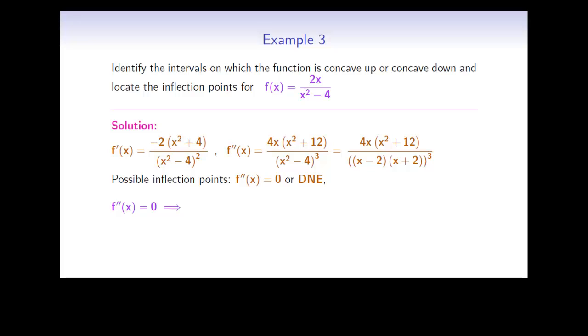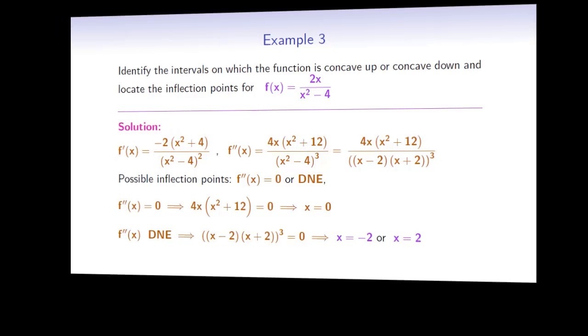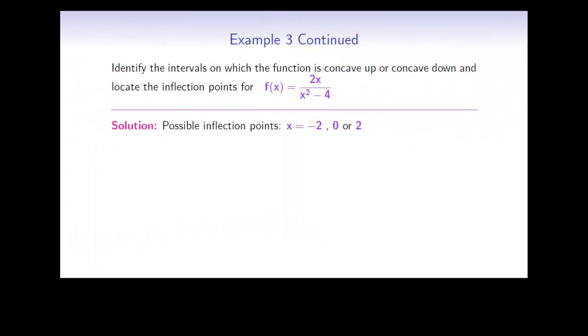To find where the second derivative is equal to 0, we should set the numerator equal to 0. x squared plus 12 is never equal to 0, so the only solution is when x is equal to 0. To find out where the second derivative is undefined, we should set the denominator equal to 0. Because we have factored as much as possible, it makes it easy to see that the solutions are x equals negative 2 and x equals 2. So the potential inflection points are where x equals negative 2, 0, or 2. So these are the places where we should break up the number line.